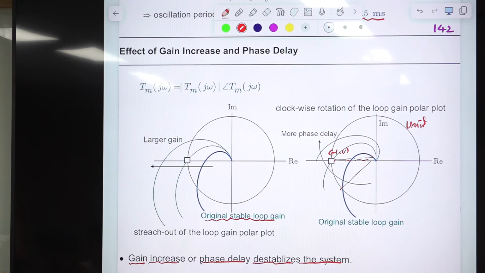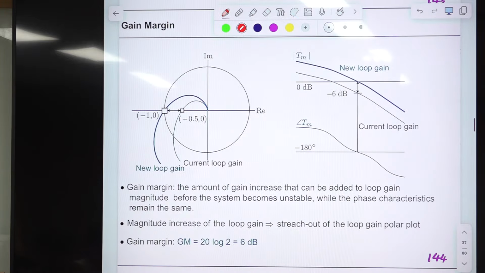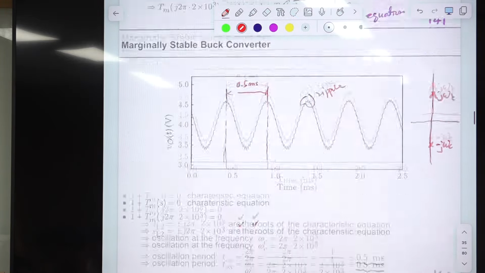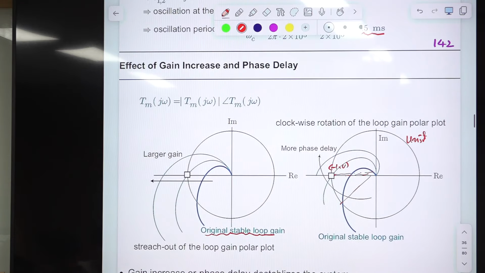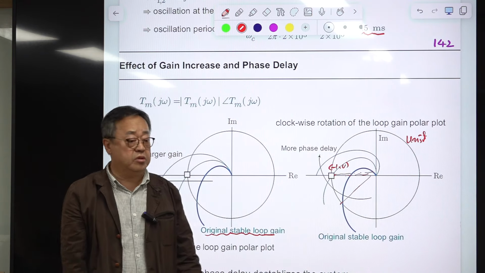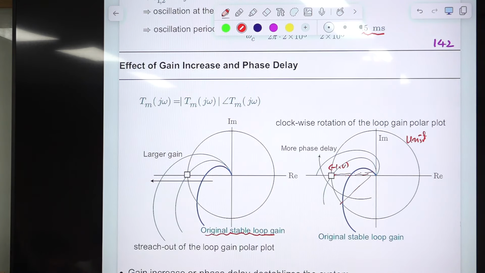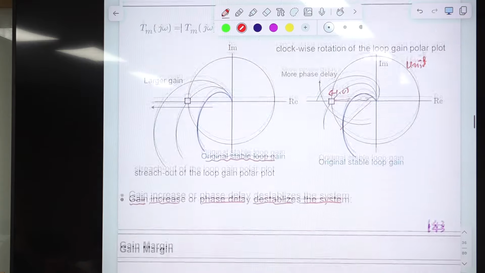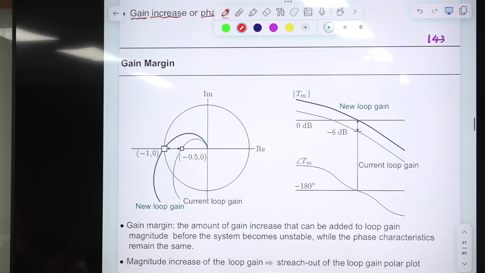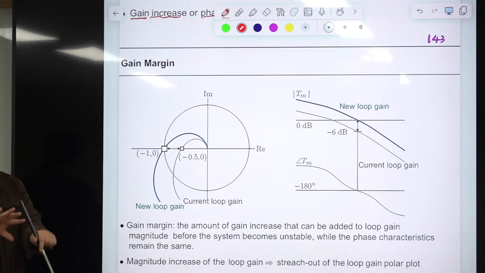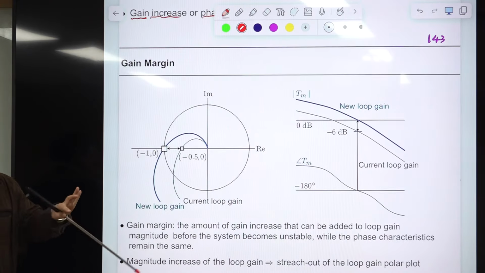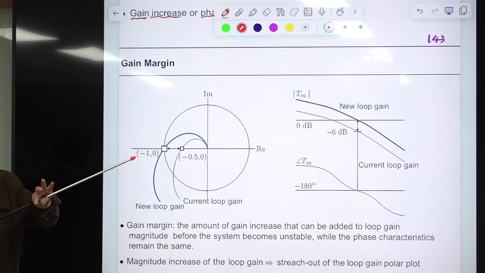Let me start with the second session of this lecture. In the previous lecture slide, we found out that eventually the gain increase or additional phase delay will destabilize the system, make a stable system unstable. So it is better to define some margin, okay? But there are two kinds of margin, gain margin and phase margin, because there are two sources of being unstable, so we should separate them, okay?